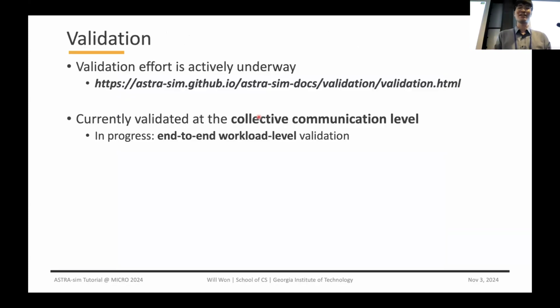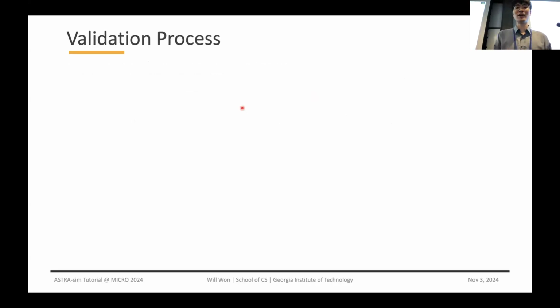So with that, let me also take some time of advertising our validation efforts. We're actively underway of adding more validation results, which will again be put under the ASTRA-sim's documentation, wiki page's validation page. Currently, we've validated the ASTRA-sim at the collective communication level with multiple nodes. What's in progress and what we are pushing at really actively is to validate ASTRA-sim in terms of the end-to-end workload.